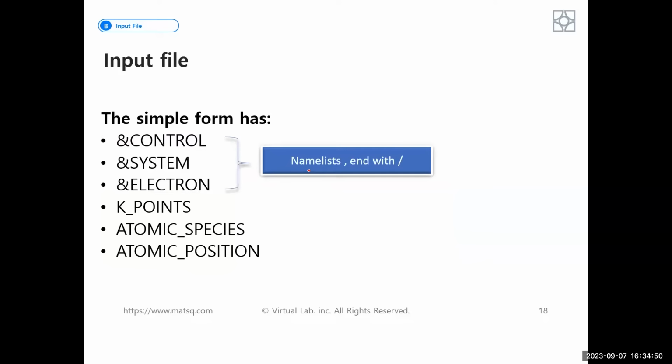This is the name list where you can define several options and properties of your structure and what kind of calculation you are really aiming to do. After you finish each name list, it has to end with a closing tag. So when you put this at the end, like I wrote &control, line 1, line 2, line 3, and I added this, it means the control section is done. Everything before this closing tag belongs to the control. Everything after this tag belongs to the next name list, okay?